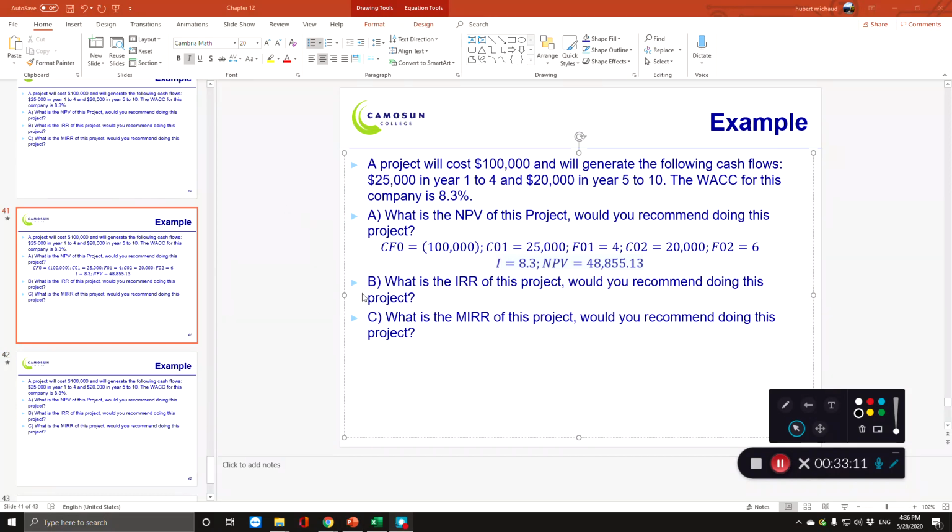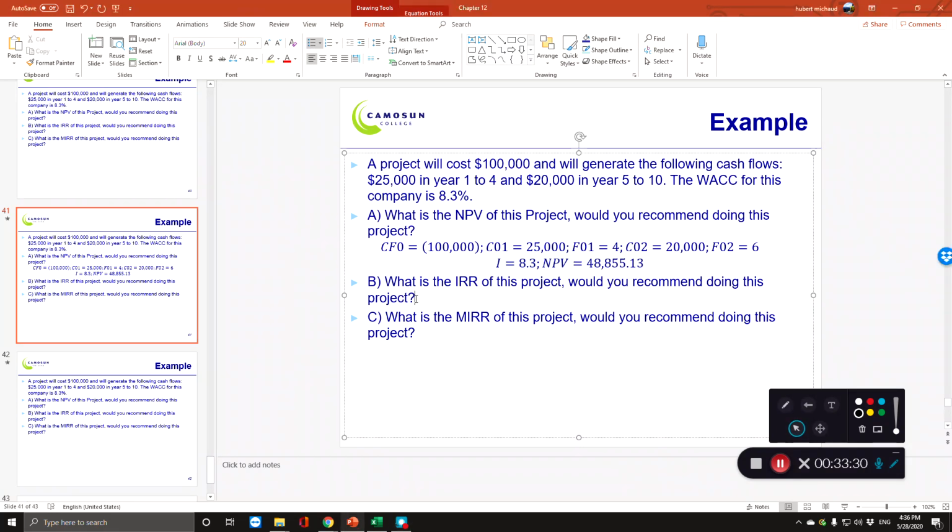So here I wrote all of the cash flows you should have had in order to find the NPV for this project. Just calculate the NPV at an interest rate of 8.43%. And if you get that, you should get the answer 48,855.13.